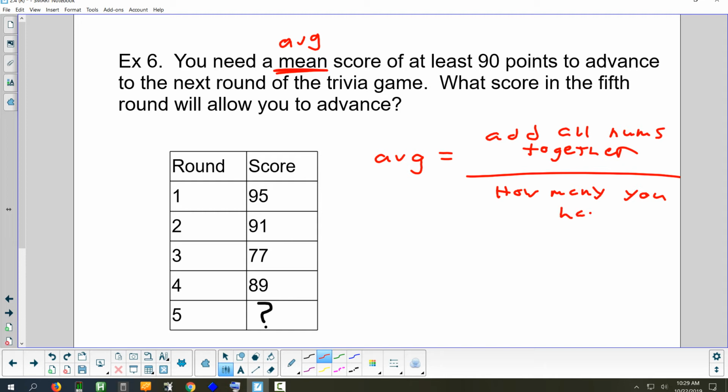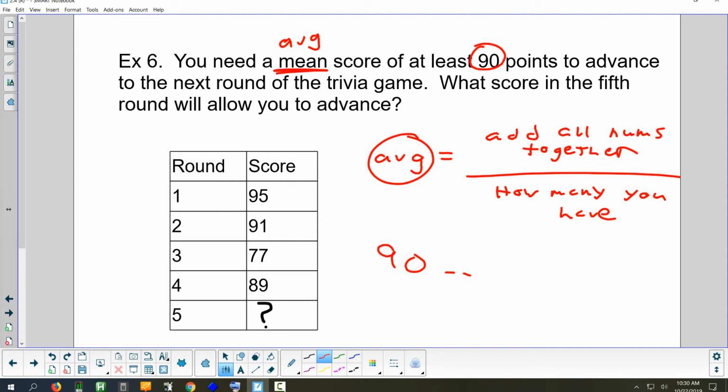How many you have. So, in this problem, what do they want the average to be? What number? 90. So I'm going to fill in 90 for the average. Now, they don't say that the average has to equal 90 to go to the next round. They say that the average has to be what? More than or equal to. You've got to get at least a 90. That means if you get a 91, you still advance. Or your average is a 92, you'd still advance. So more than or equal to.